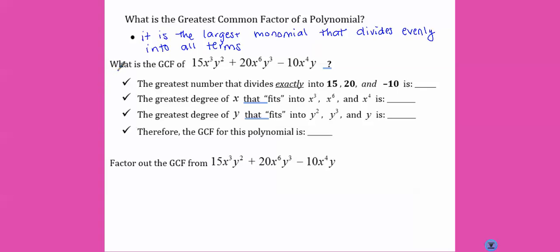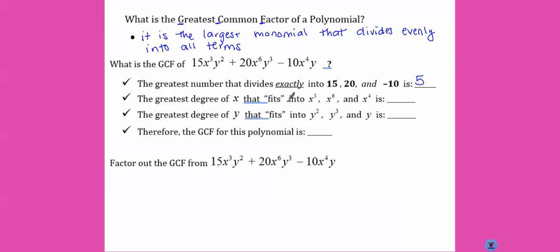So if we wanted to figure out the GCF, which is the abbreviation for greatest common factor, of 15x cubed y squared plus 20x to the 6th y to the 3rd minus 10x to the 4th y, first we're going to look at the numbers. So what divides exactly into 15, 20, and negative 10? That would be 5.